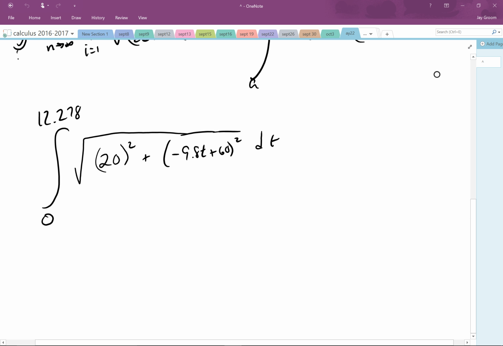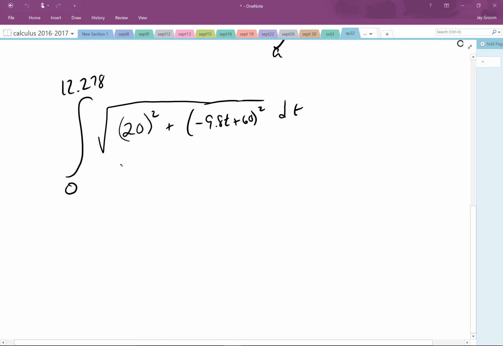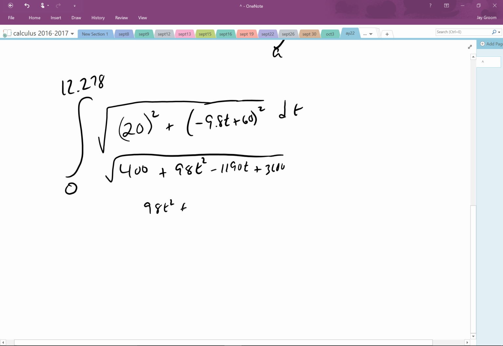Now, if I were to do this by hand, listen, this is 400. 9.8 times 9.8 is about 100. I'm just going to call it 98. Don't argue with me. It's not that important. T squared. 10 times that's about 600. Times 2 is about 1,200. So minus, I'll say 1190-ish T. It's not really important. Plus 3,600. Okay, now you combine your like terms. You get something like 98T squared plus or minus 1190T plus 4,000 square root dt.